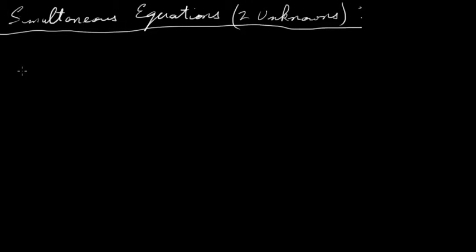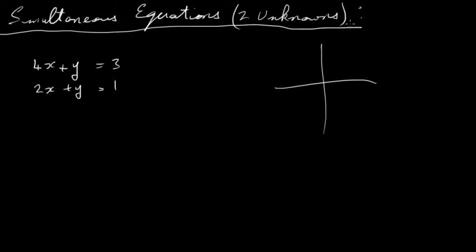The first one is going to involve 4x plus y, and that's going to be equal to 3, and the other one is 2x plus y, and that's going to be equal to 1. Now these two equations really are just equations of two lines, and if you were to plot those, you will end up with two straight lines, and they will intersect at a particular point. And what we're going to do is find the value of x and the value of y for that particular point.